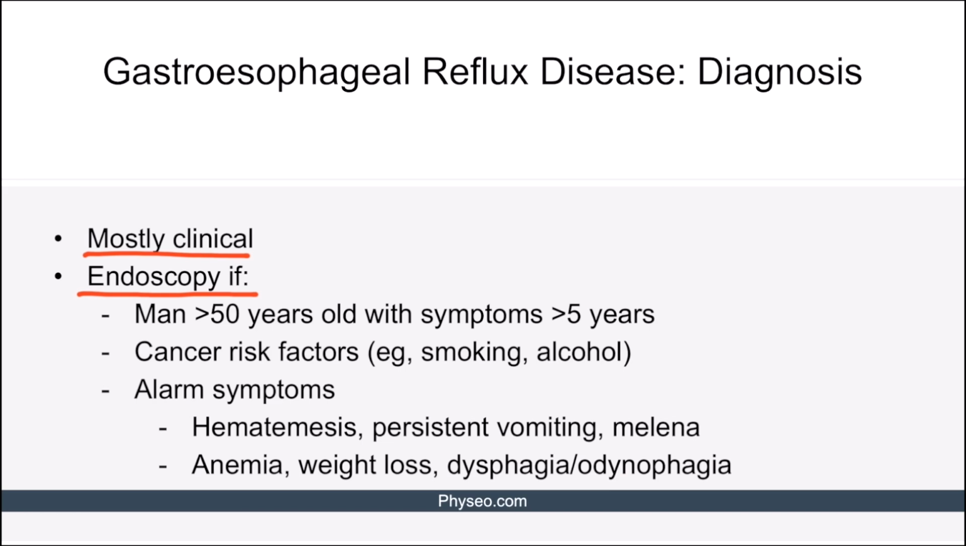Finally, the presence of the alarm symptoms should prompt endoscopy. Alarm symptoms include hematemesis, persistent vomiting, melena, anemia, weight loss, dysphagia, and odynophagia. These symptoms suggest the ominous cause of GERD, like cancer.